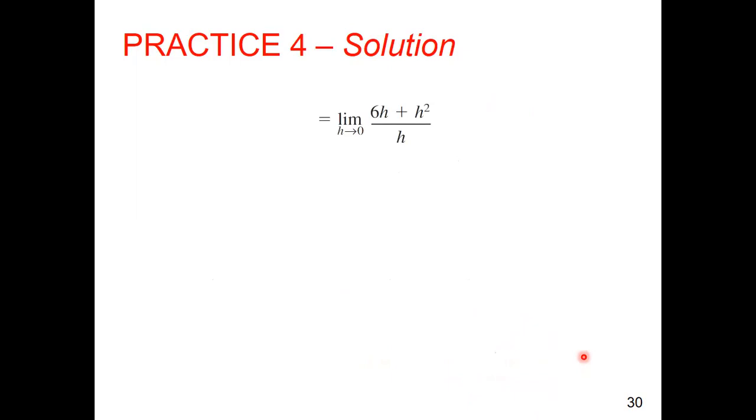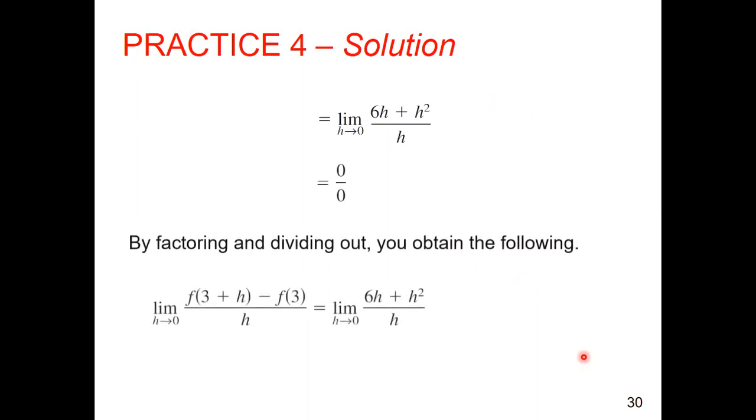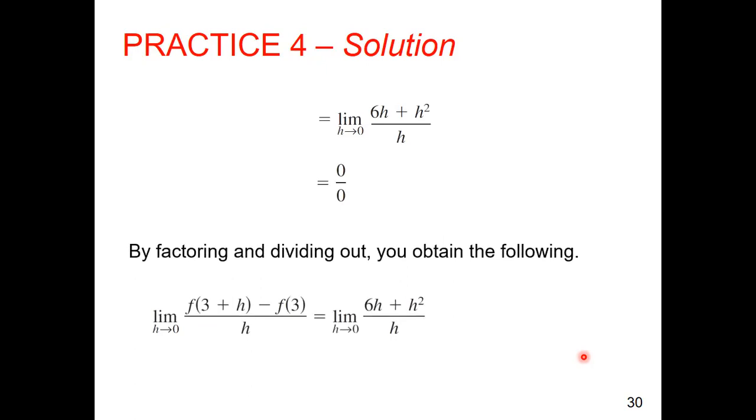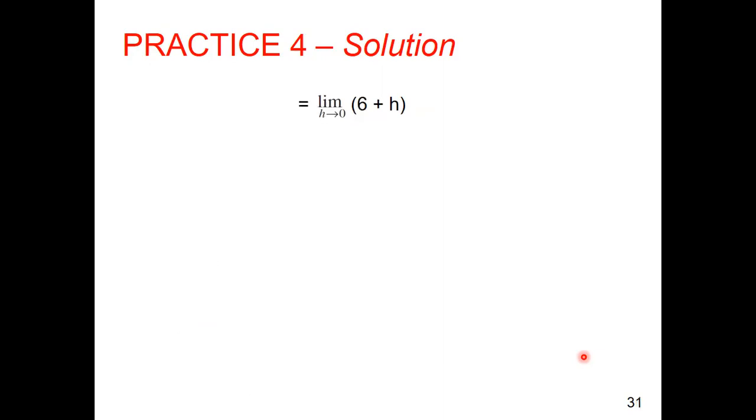What can I do here? Exactly, I can divide out an h. Do we see that? I can divide out an h, because if not, it's going to be indeterminate, right? When I divide out the h, I'm left with just 6 plus h. Can I find the limit now? Yes. So at x equals 3 for x squared minus 1, the limit is 6.